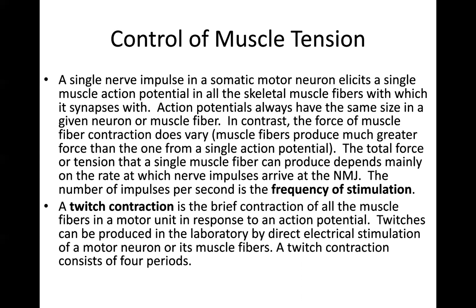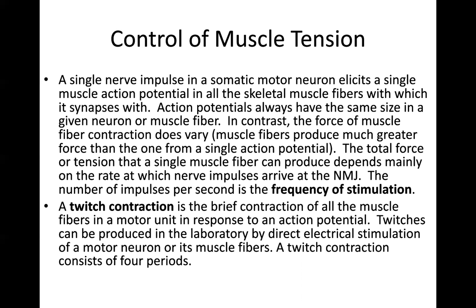The total force or tension that a single muscle fiber can produce depends mainly on the rate at which the nerve impulses arrive at the neuromuscular junction. Okay, we call this number of impulses per second frequency of stimulation. So what that means is force is dependent upon how quickly we're stimulating the muscle fiber.